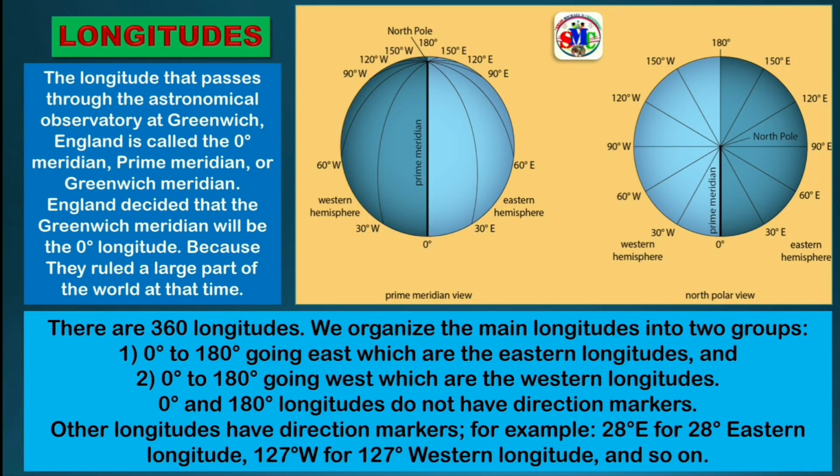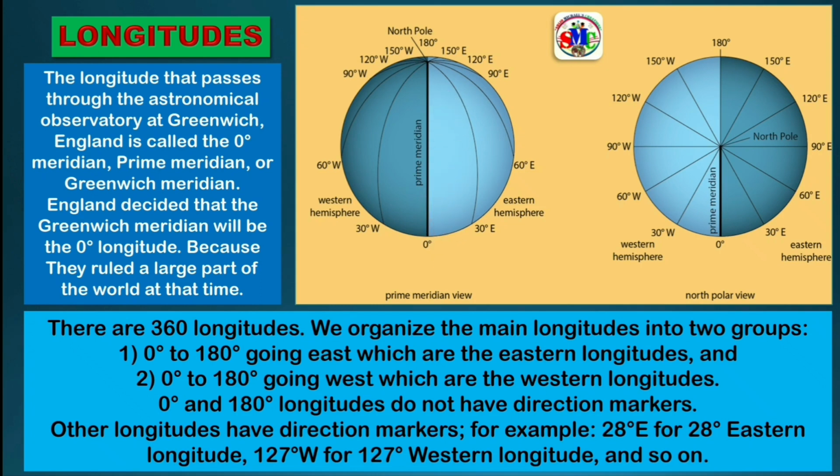Let us learn some more ideas about the longitudes. The longitude that passes through the astronomical observatory at Greenwich, England is called the 0 degree meridian, or prime meridian, or the Greenwich meridian. England decided that the Greenwich meridian would be the 0 degree longitude because they ruled a large part of the world at that time. Every country wanted to make their own standard meridian the prime meridian, but England was the most supreme power, so they decided the Greenwich meridian as the prime meridian.